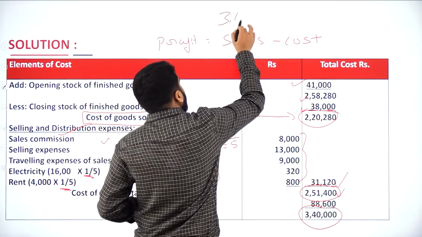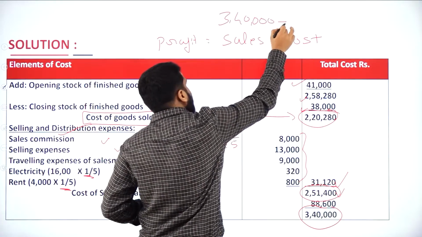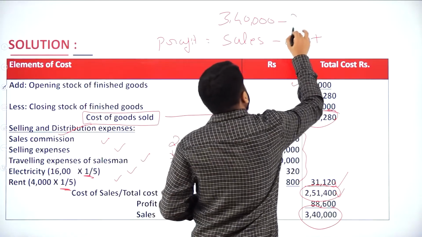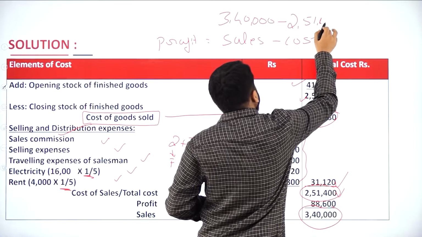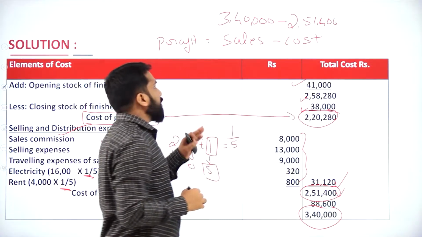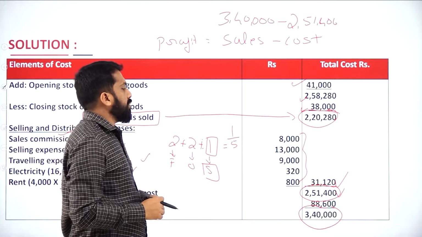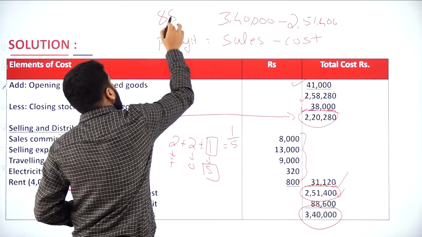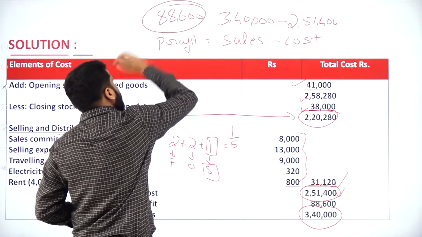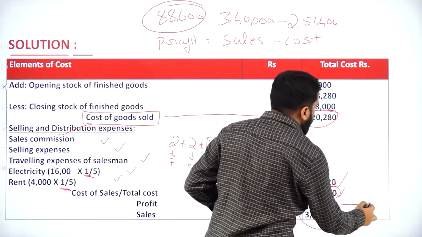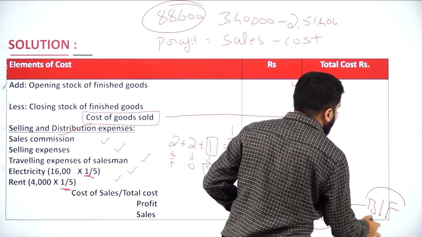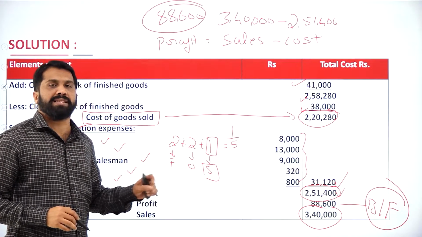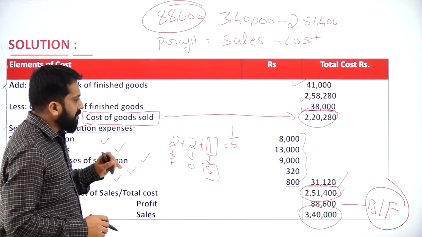Now, 3,40,000 minus, what is your cost? 2,51,400. From 3,40,000, if you minus 2,51,400, you will get 88,600. 88,600 is your profit. Remember, this profit is your balancing figure. What is this profit? This profit is your balancing figure. Hope you understood up to this.